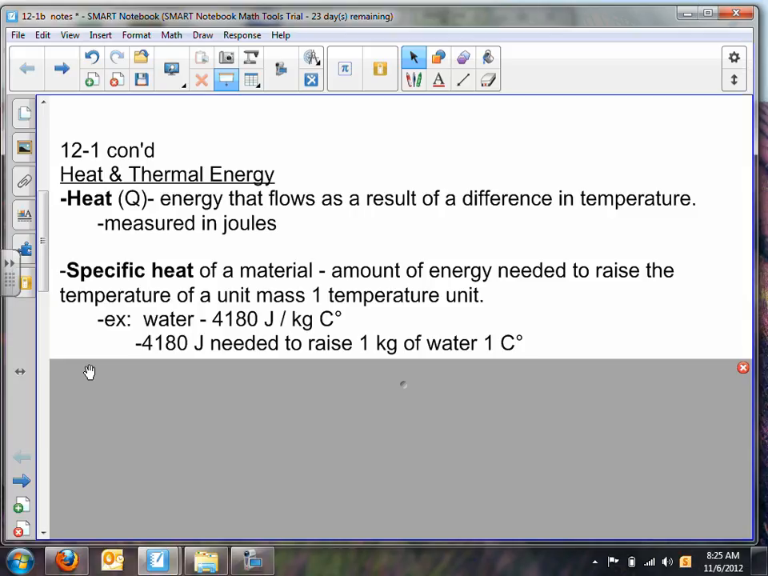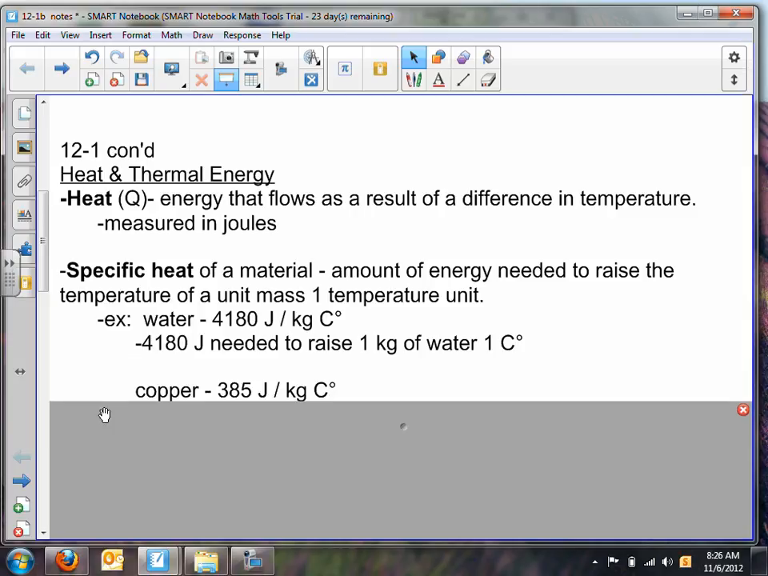Or, if I have 1 kilogram of water at 10 degrees and I want it to go to 11 degrees, it takes 4,180 joules. If I have 1 kilogram of water at 80 degrees and I want to go to 81 degrees, it still takes 4,180 joules of energy to raise that. This is a property of materials, and it's different for every one. Water has one of the highest specific heats. Copper, on the other hand, has a specific heat of only 385 joules per kilogram Celsius degree.